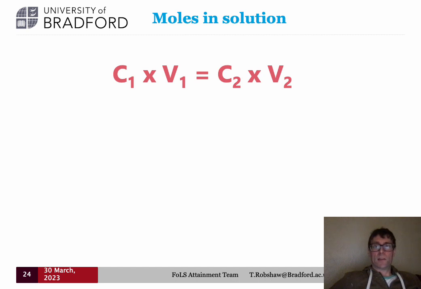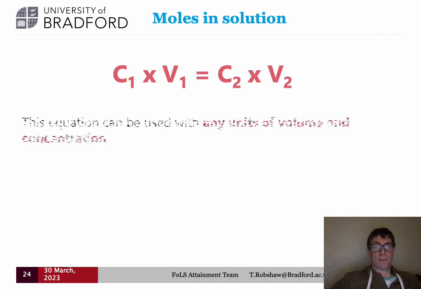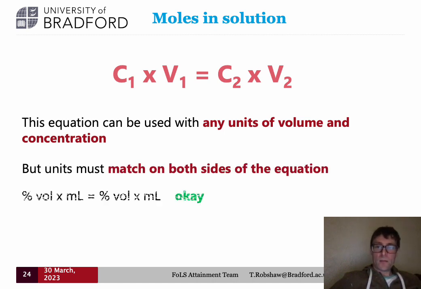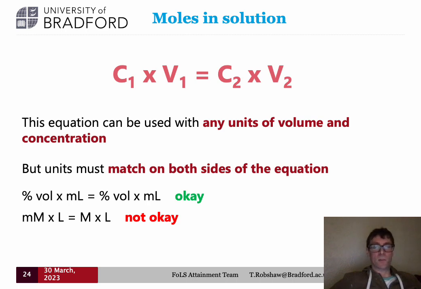Nice thing about this equation is that you can use whatever units you like for the concentrations and volumes. They don't have to be molarities, although they were in the example we just saw. As long as the units for concentrations and for volumes match on both sides of the equation, it's good to use. So for example, the units in this version of the equation would be absolutely fine to use. However, the units in this version would not be okay to use as given. You would have to convert millimolar to molar, or vice versa, to make the equation work for you.